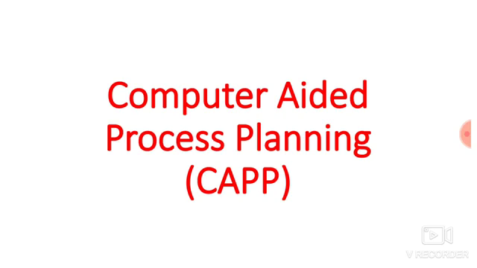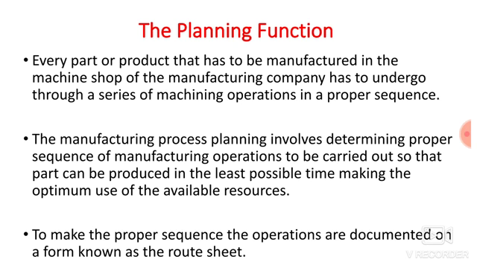Now first of all we will discuss about the planning function. What exactly is the role of the planning department in industry? So basically in industry there are different departments like marketing, design, planning, production, quality, service. These are nothing but different departments, and here we are discussing the planning activity of the production department.